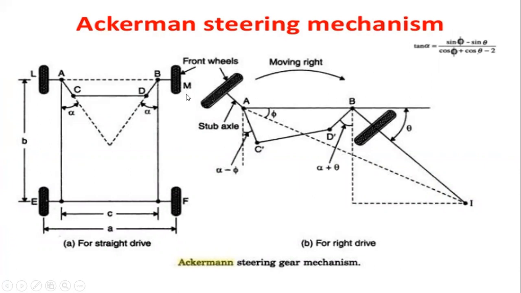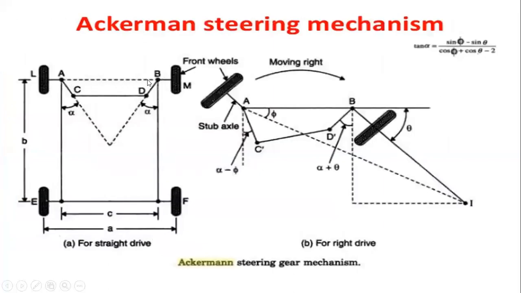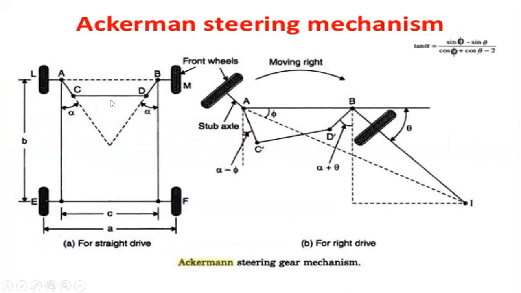That is MBD. When the automobile is running straight, the wheels are also running straight, and the cross link CD is parallel to AB. So AB is always parallel to CD when the automobile is running in the straight direction. The short arms AC and BD both make an angle alpha to the horizontal axis of the chassis.